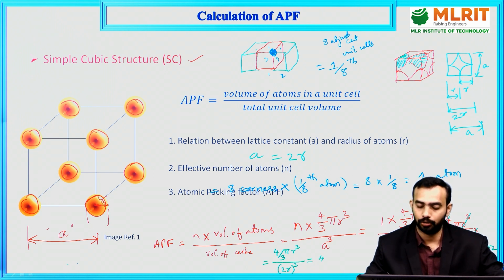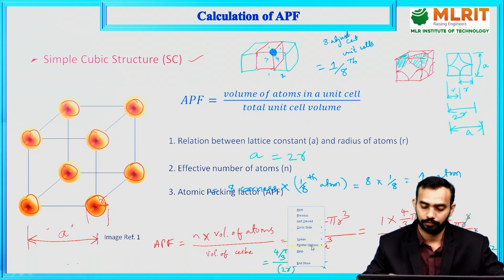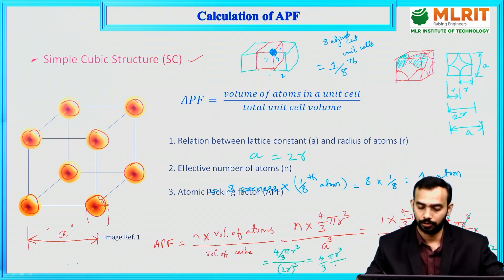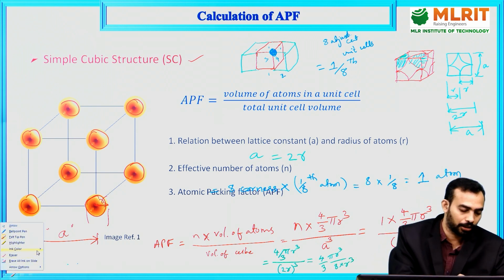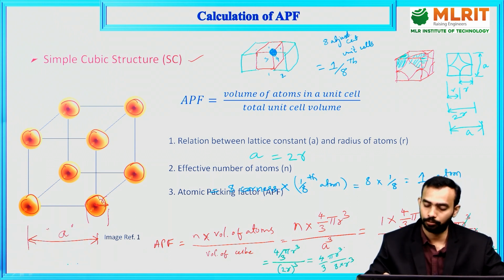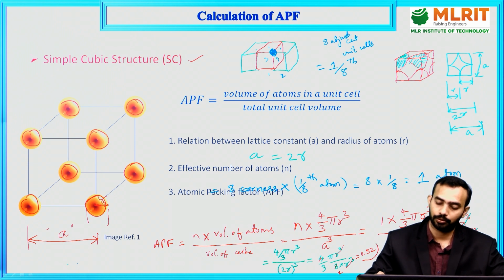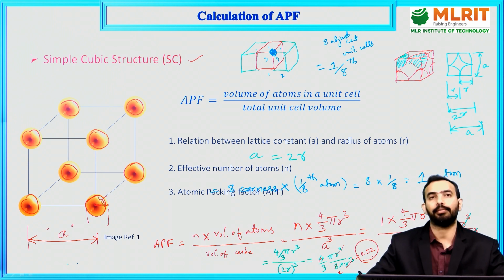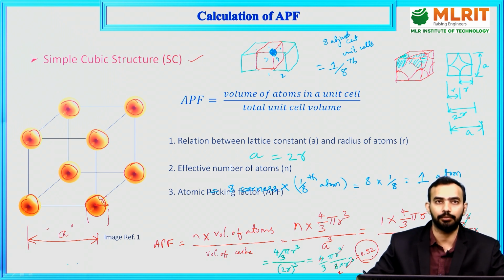So 4/3 pi r cube divided by 2r, so 2 cube is nothing but 8, multiplied by r cube. I'll change the color and we'll strike it off. So r cube will get cancelled, and 4 by 24, if you calculate, the value will come as 0.52. So 0.52 is the atomic packing factor, APF, for the simple cube.